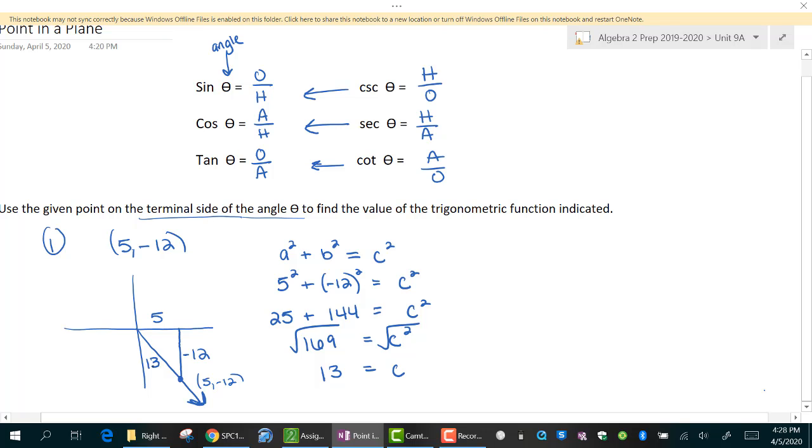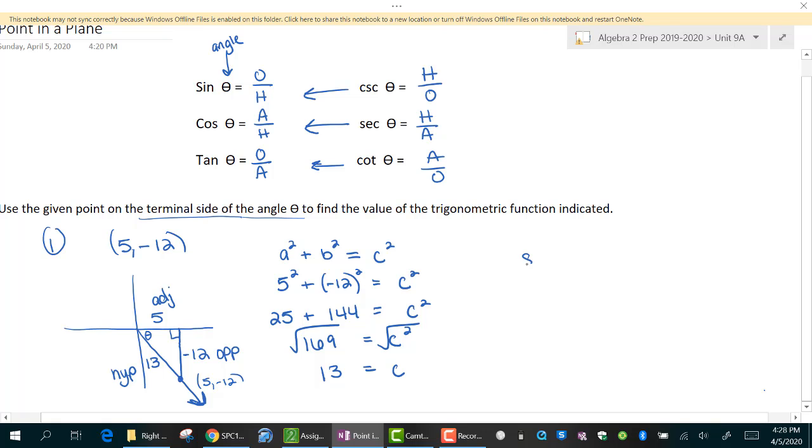So now lastly, before I come up with my trig functions, I want to label my sides. Well, the first thing we need to figure out is where is that angle? So the angle always goes right next to the origin, okay? It always goes directly next to the origin. So that means across from that, negative 12 is my opposite side. The hypotenuse is always across from the right angle. And then that leaves me with the adjacent side up here.